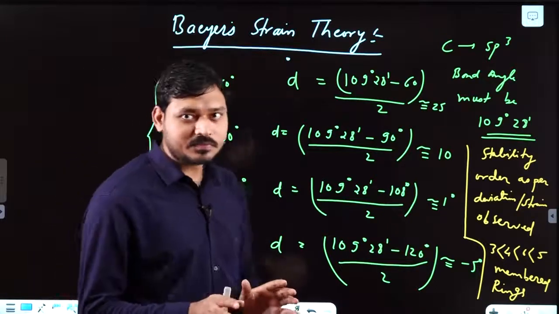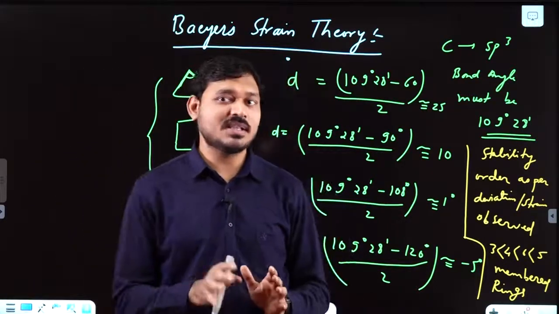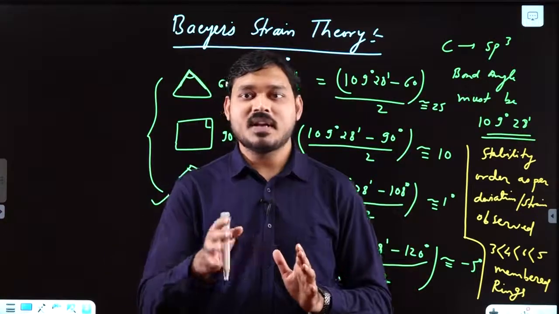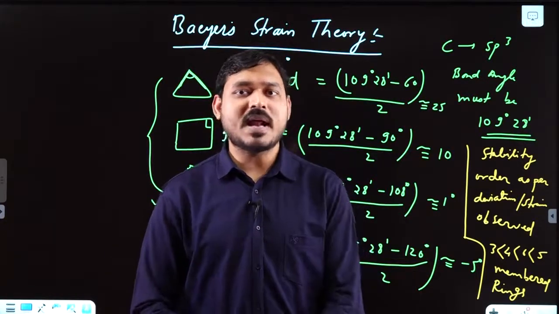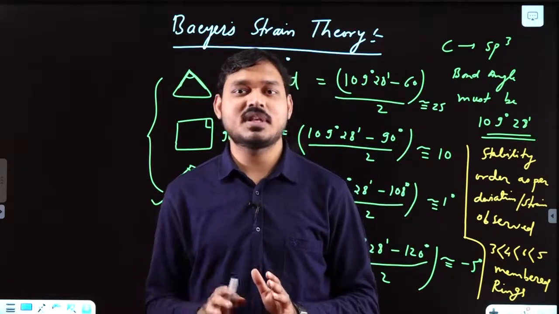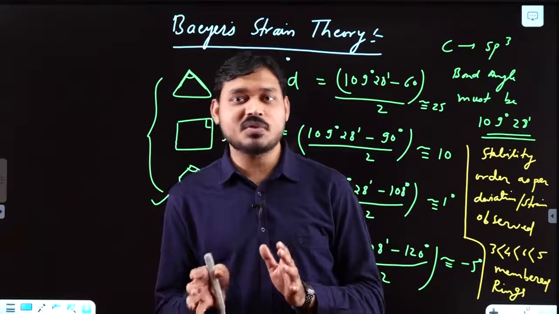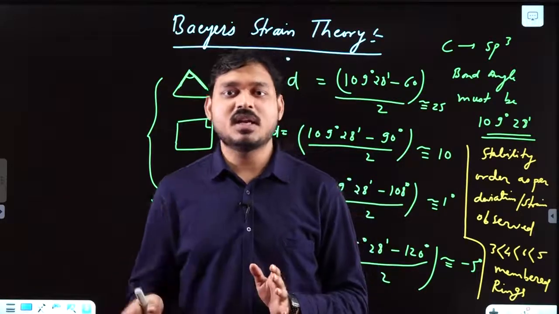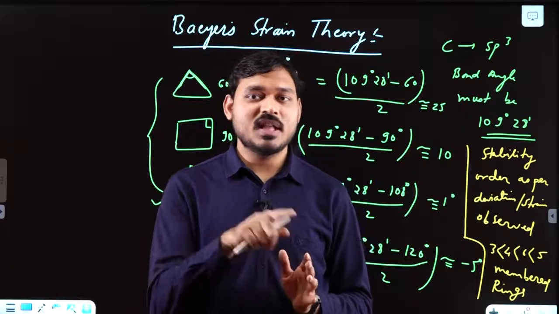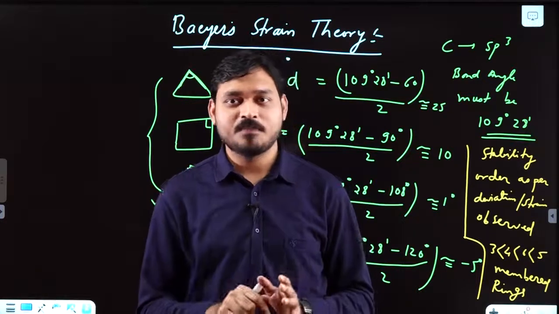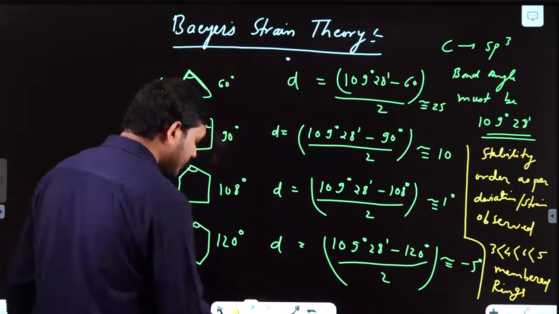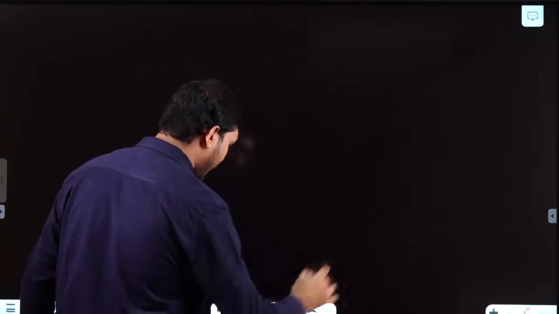Now the main purpose of this study is, as per Baeyer, the 5-member ring is most stable, but practically it is observed that the 6-membered ring is most stable among all these. Means the actual order experimentally observed is 6-member ring, then 5-member ring, then 4-member, then 3-member. Means there must be something missing. So let's think about it.